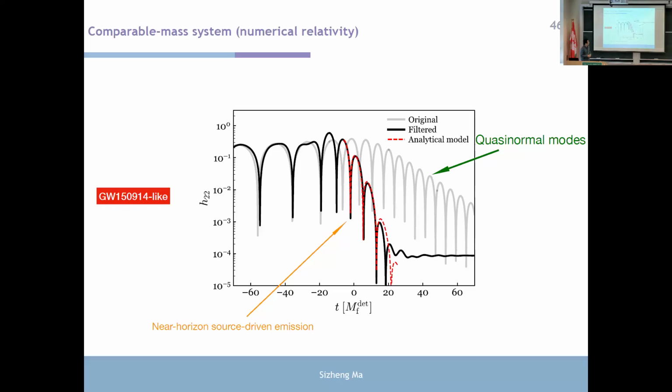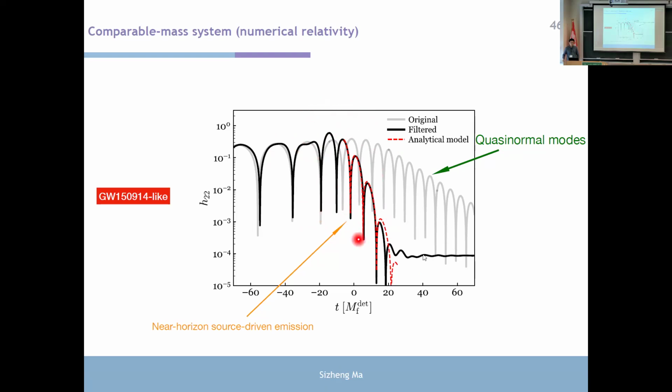To give you an example, here we can look at a numerical relativity waveform. This gray curve is the numerical relativity 2-2 harmonic, simulated for a GW150914-like system. Apparently, you can see a quite clean late inspiral, merger and ringdown stage. Using a method to remove those quasi-normal modes, we obtain this black curve. And you can see that there are a few oscillations over here which look like a mode, but they don't belong to any quasi-normal modes.